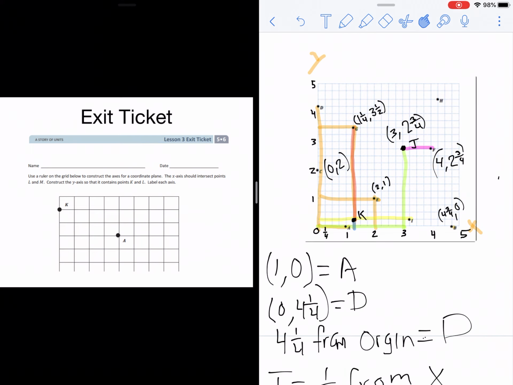Okay, so you're going to use a ruler, construct the axes for a coordinate plane. The x-axis should intersect points L and M. Construct the y-axis so that it contains the points K and L, and you're going to label each axis. That's all you got to do. Good luck, everyone.